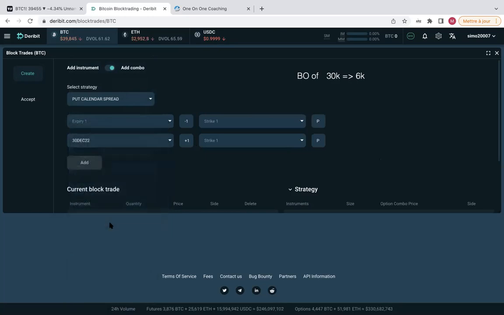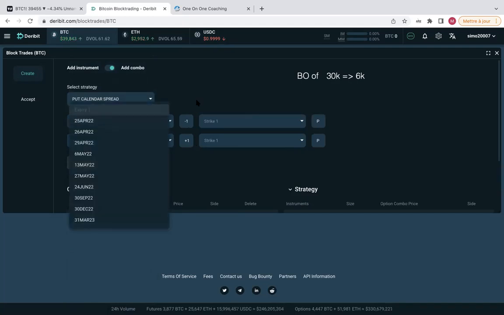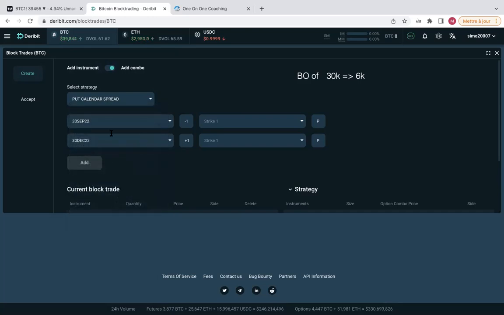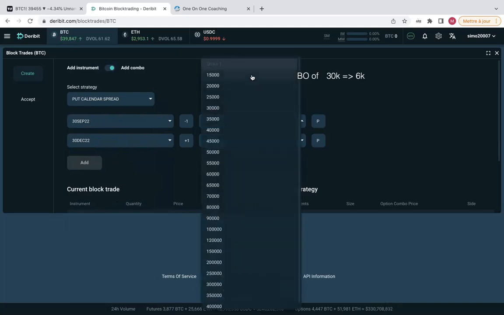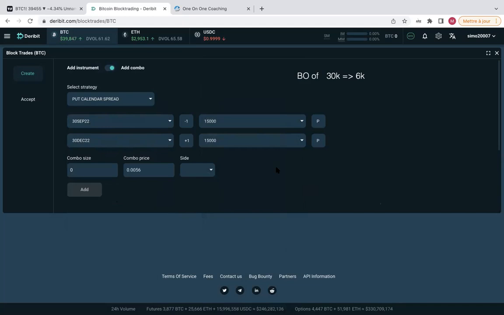I will take time with this, December, okay? And here the sell will be the expiry date just before. So here I have December, I will go for September. So I am buying December, I am selling September. So the strike here, I will go for the lowest one, 15,000, which is the lowest in the option chain. I cannot go lower. You can also do the same with Ethereum.